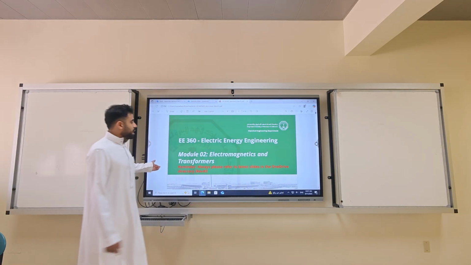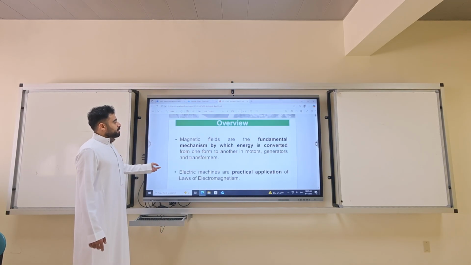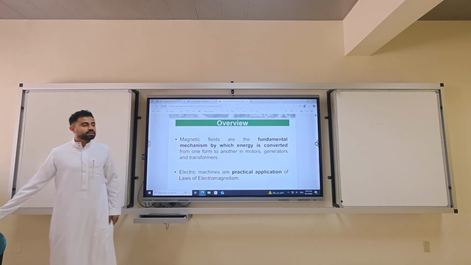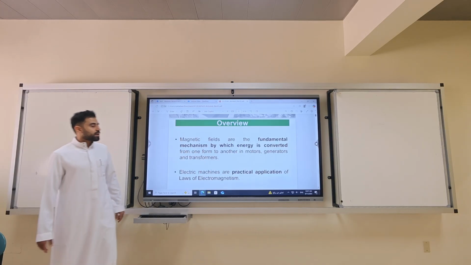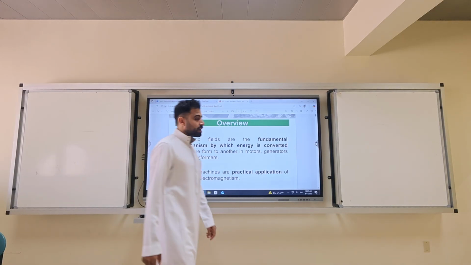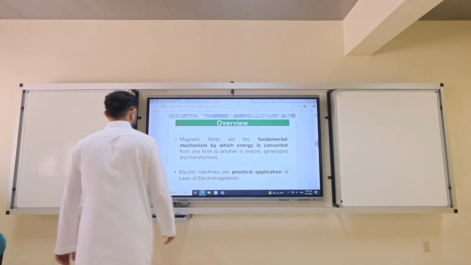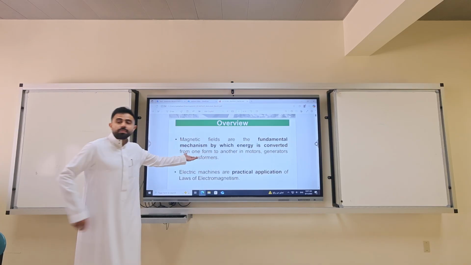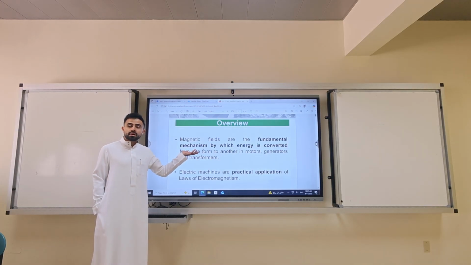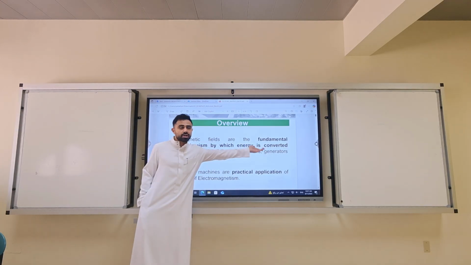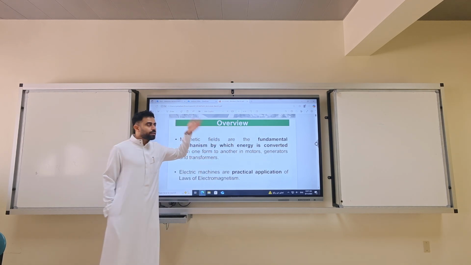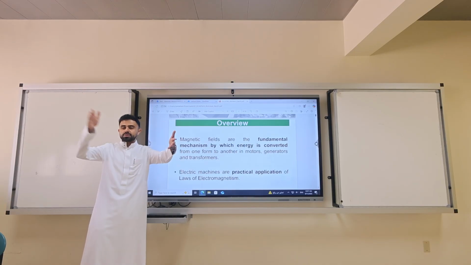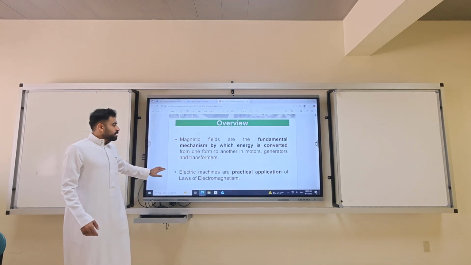Last time we talked about magnetic fields being the fundamental mechanism by which energy is converted from one form to another in motors, generators, and transformers. And we said we'll begin with transformers. Why? Because they are stationary, but motors and generators are rotating, they are moving, so we'll defer them. Even though in reality you start with generators and transformers, so let's flip them, okay?